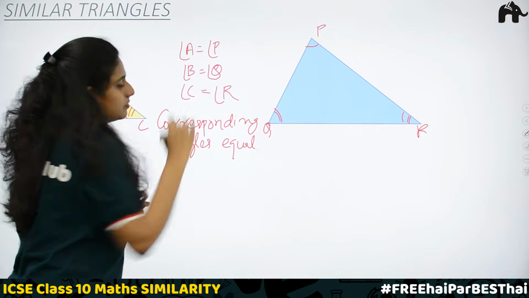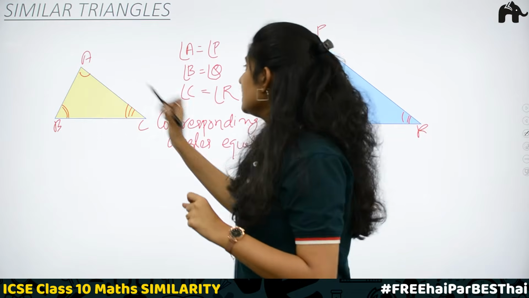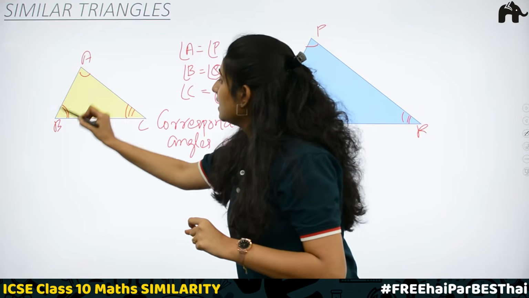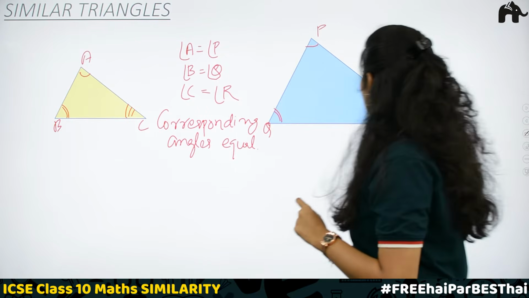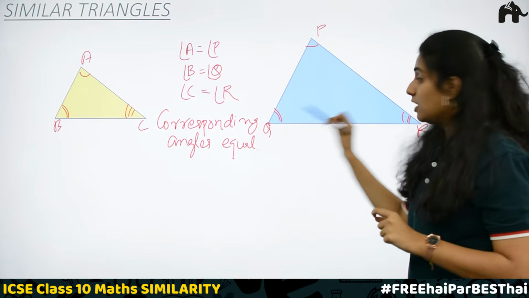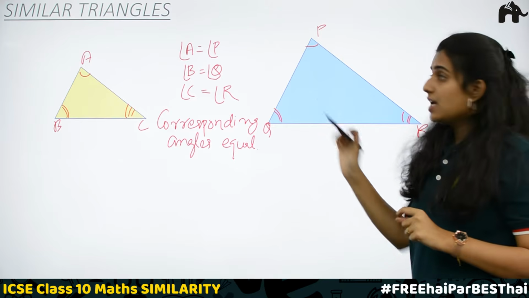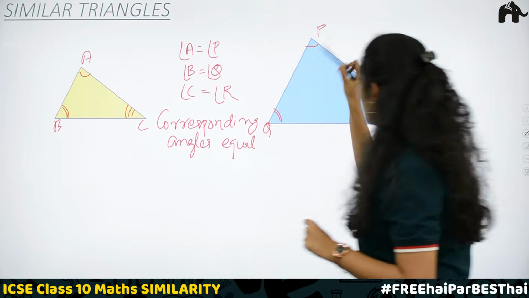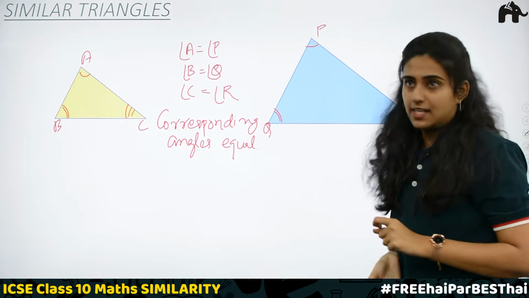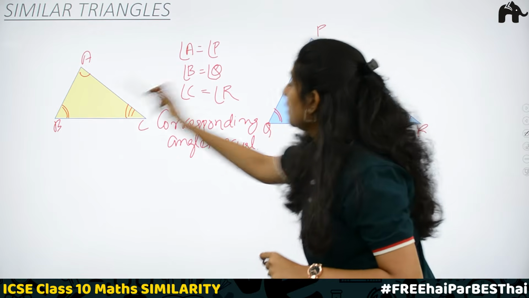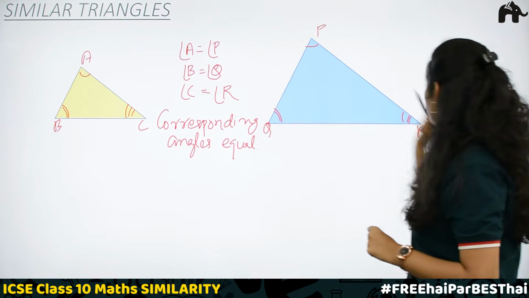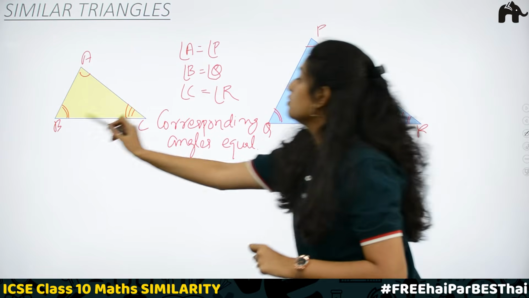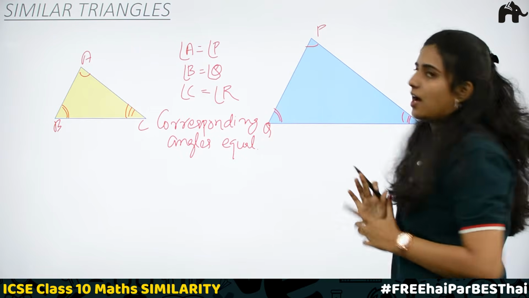One more thing: here we have side AB opposite to angle C, and here we have side PQ opposite to R. We call AB and PQ corresponding sides. Corresponding to AB, here we have PQ. Corresponding to AC, here we have PR. And corresponding to BC, here we have QR.